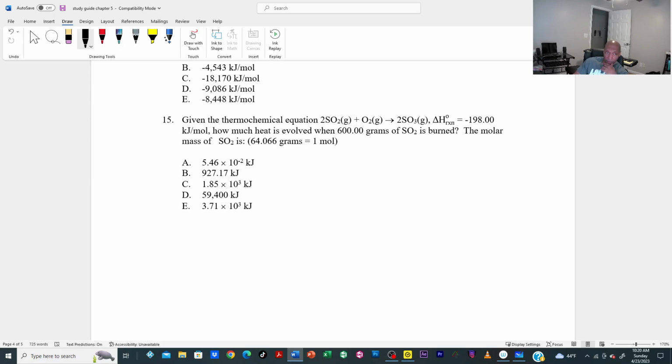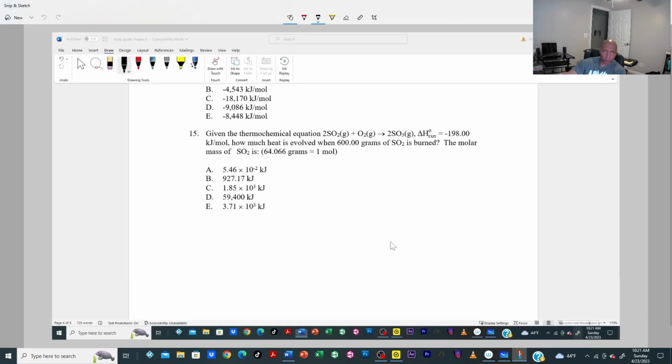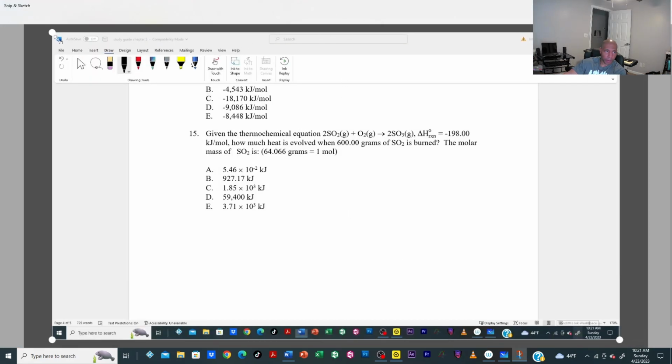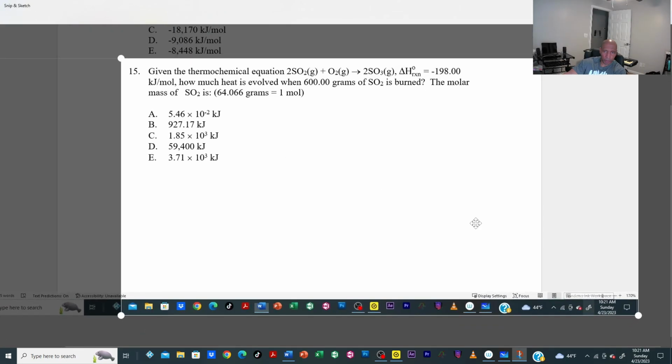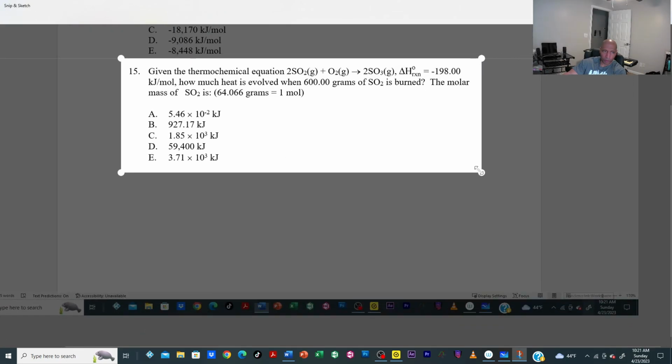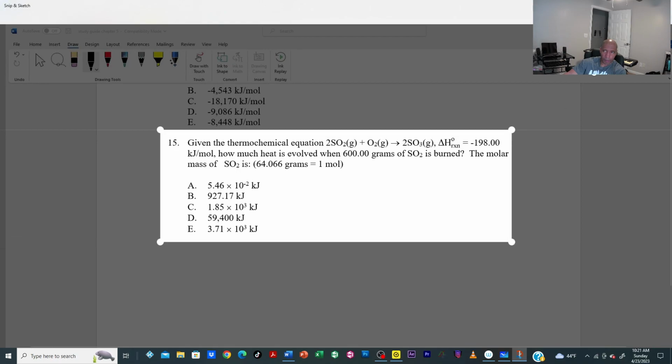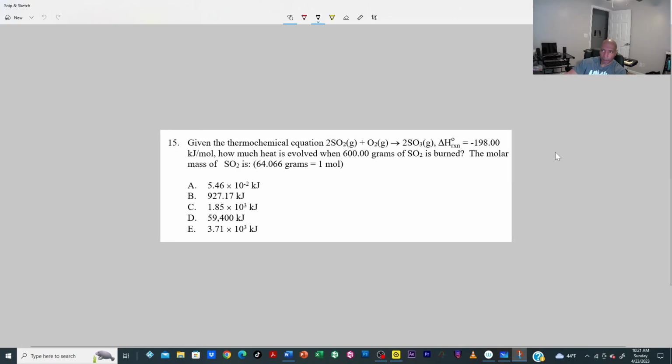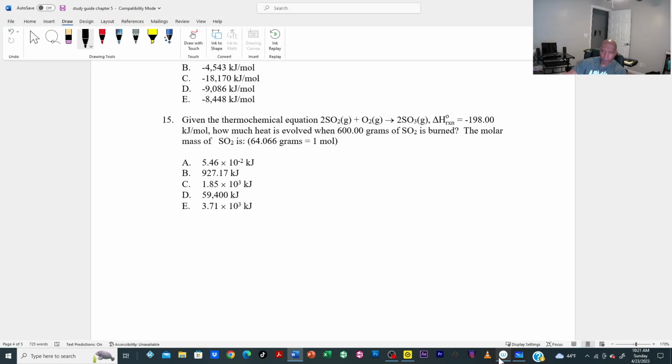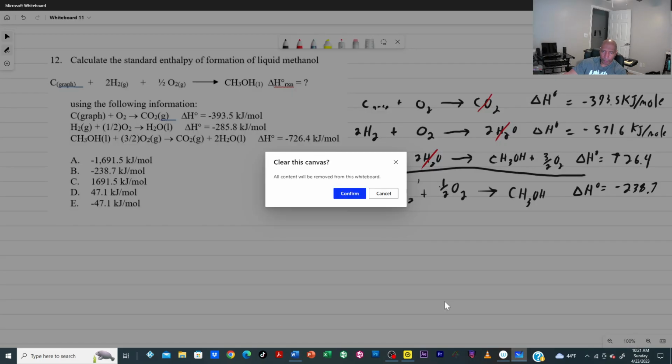And let's see, number 15, given a thermochemical reaction, 2 moles of SO2 plus O2 yields 2 moles of SO3. They give you an enthalpy change. How much heat is evolved when 600 grams of SO2 is burned? They give you the molar mass of SO2. All right, I'll go ahead and snip that because we need to do this. Okay, so this would be one of those problems I put on the exam on that second page. Make it worth 5 or 6 points, right?